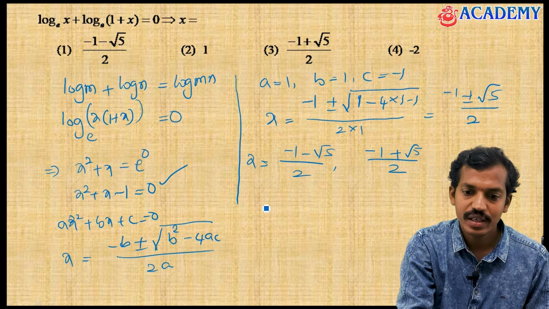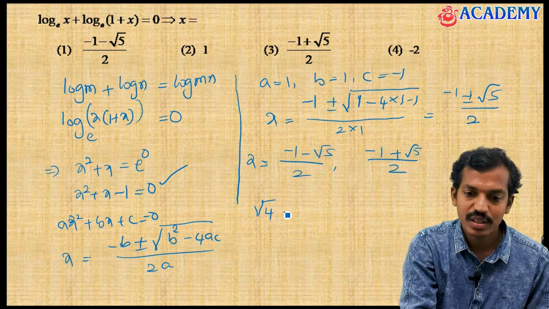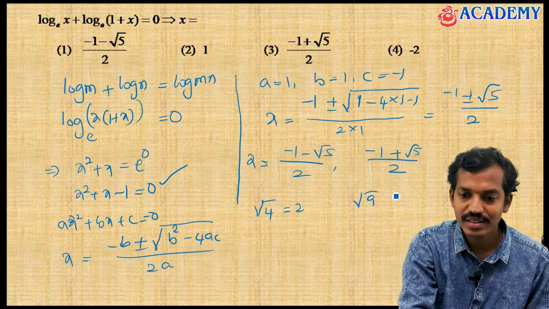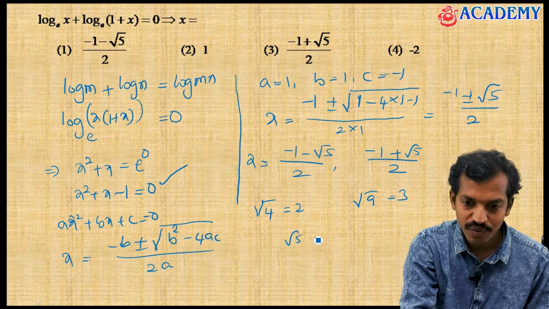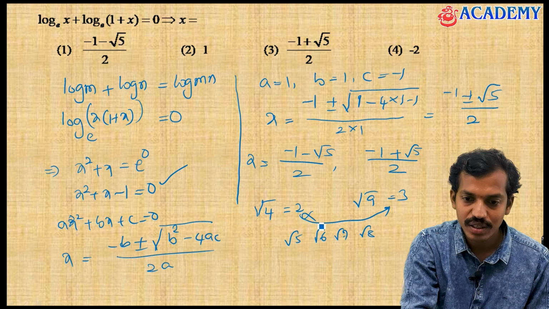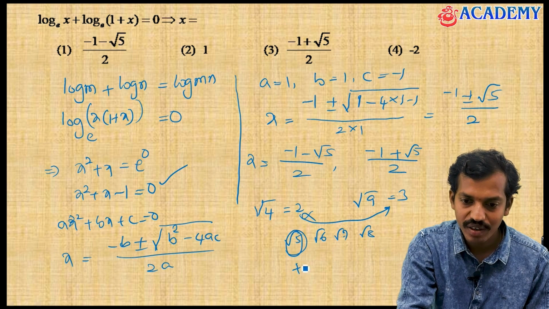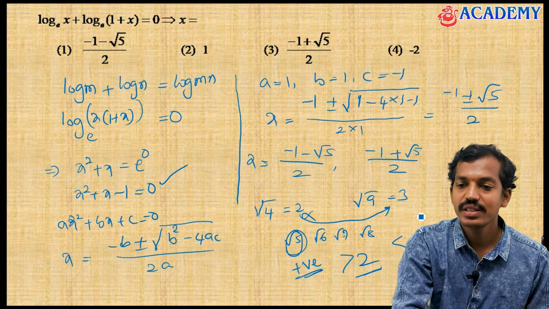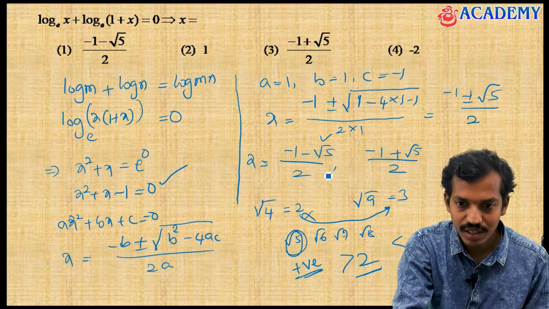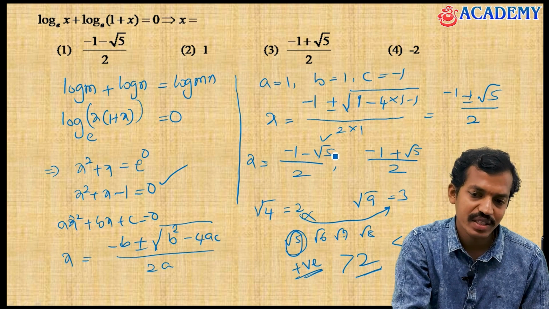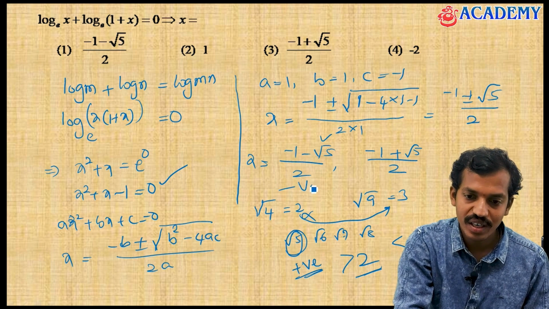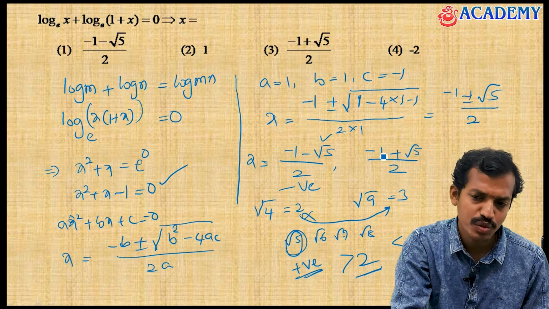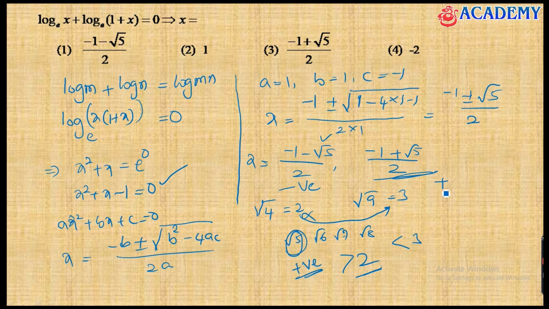Actually root 4 is 2 and root 9 is 3. The remaining root 5, root 6, root 7, root 8 are always between 2 and 3. Indirectly, root 5 value is positive, greater than 2, less than 3. Greater than 2 means if you substitute, minus 1 minus 2 point something will give a negative value. Here, minus 1 plus 2 point something gives a positive value.